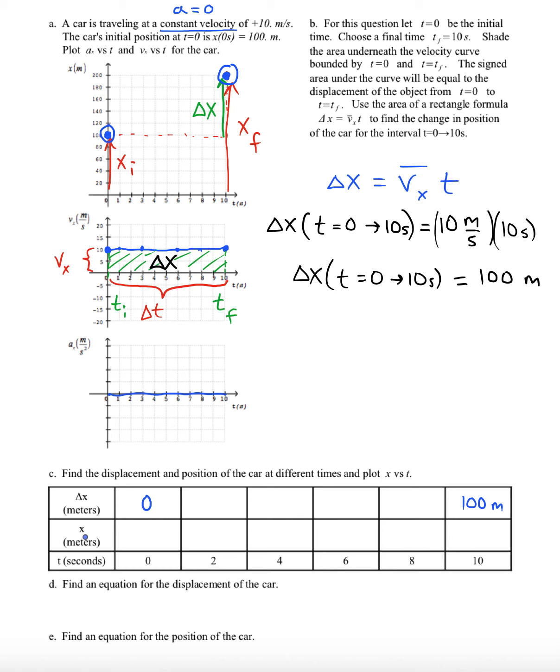Now also, our initial position at time 0 was given in the problem. That was 100 meters. It's the height of the red arrow here. But then what's our final position? 200 meters.